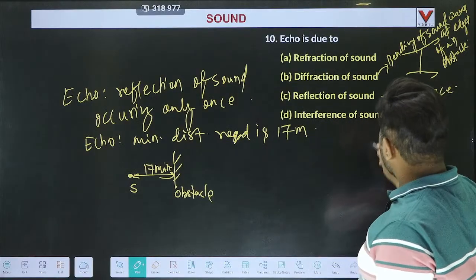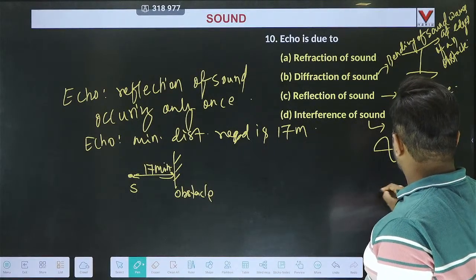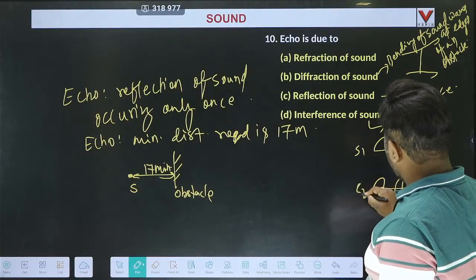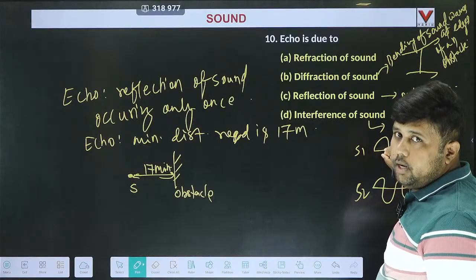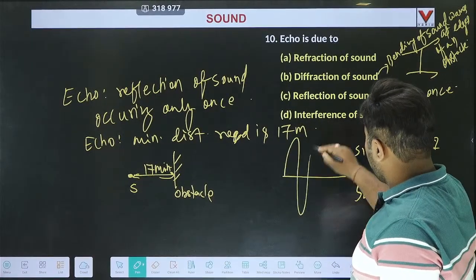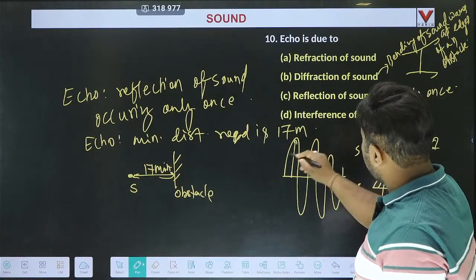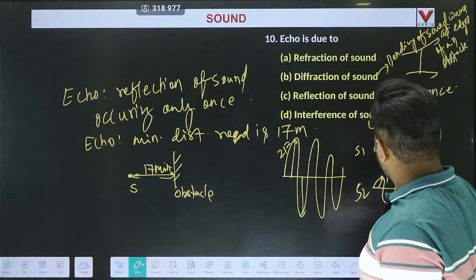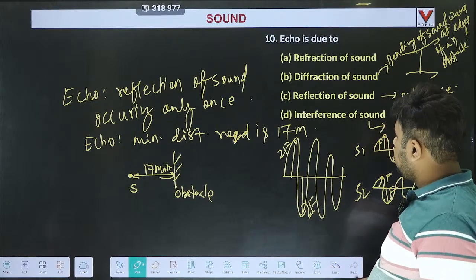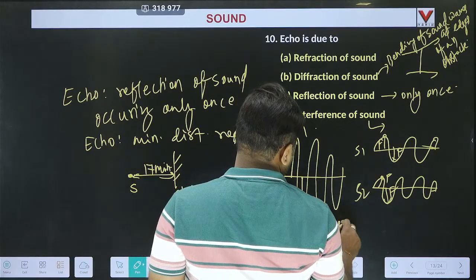Interference of sound: look, this is one sound wave and this is another sound wave, from source 1 and source 2. Now if both the sound waves overlap or coincide on each other, with crest on crest and trough on trough, the force adds up. Here it is F, here it is F, so in total when they coincide it becomes 2F. So this is called constructive interference.